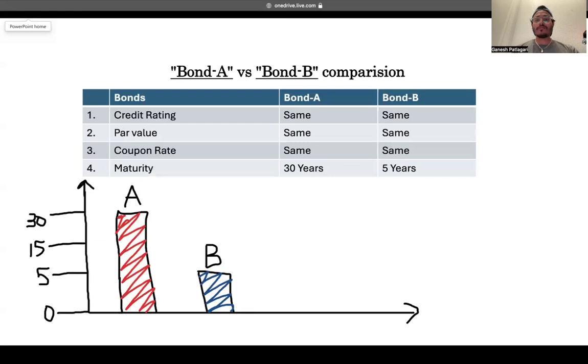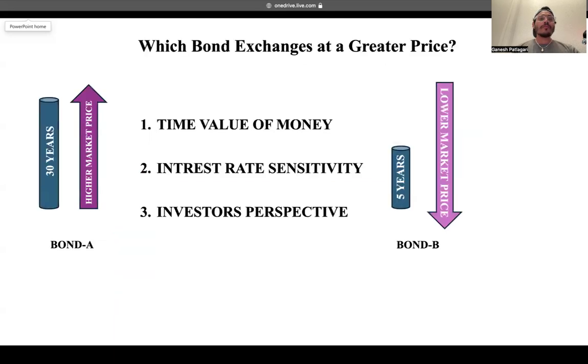So let's see the bond A versus bond B comparison. Credit rating, par value, coupon rate, everything is the same for bond A and bond B except maturity: 30 years for bond A and 5 years for bond B. So which bond exchanges at a greater price? It always depends upon the maturity. If the maturity is more, as for bond A, where maturity is 30 years, that results in higher market prices. For bond B, maturity is 5 years, that decreases the market price of the bond.